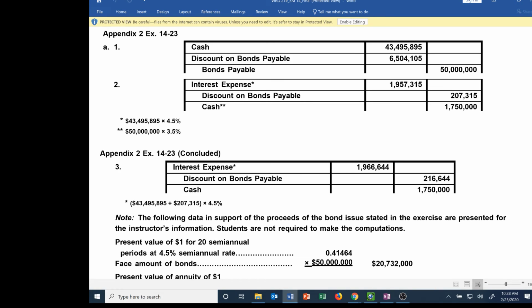Now do period 2. You're on your own now. Do pay period 2. If you do pay period 2, your answer's right here.